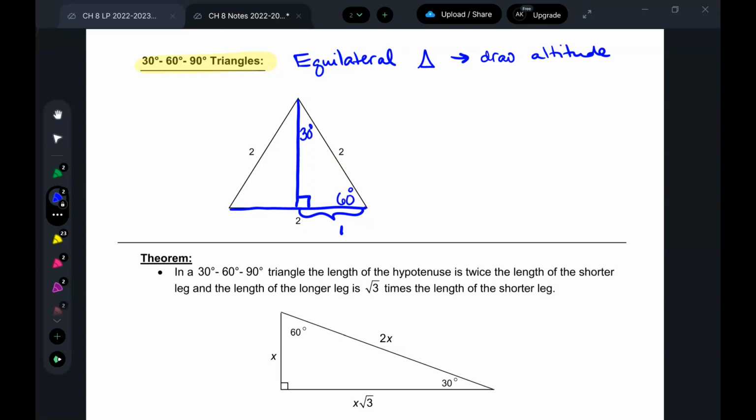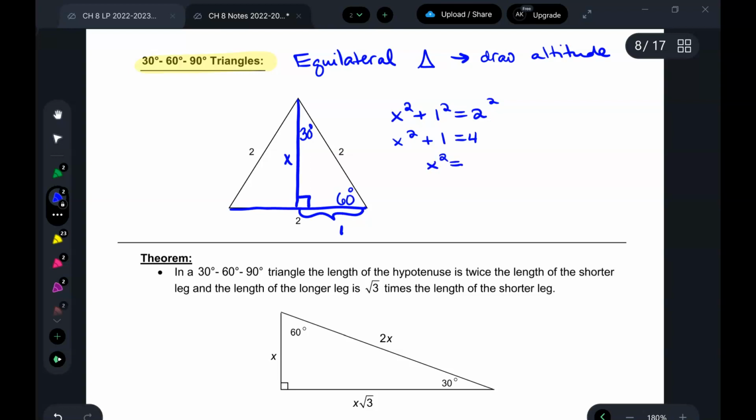Now, what if we wanted to find the one opposite the 60 degree? We could do Pythagorean theorem. So let's see, 1 squared plus x squared equals 2 squared. So x squared equals 3. We take the square root. So x equals root 3.